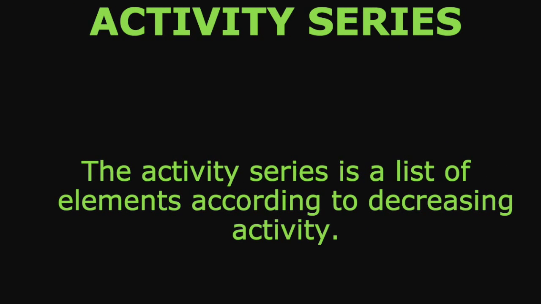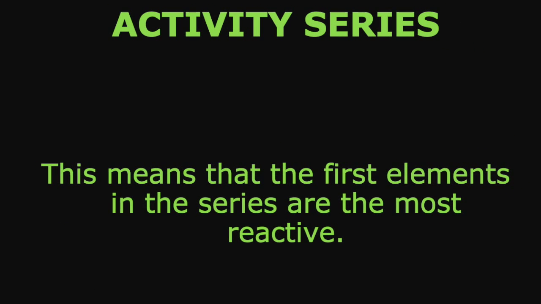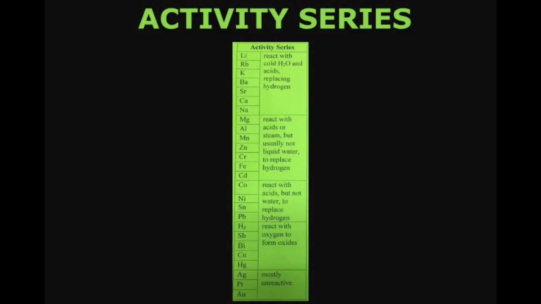The activity series is a list of elements ranked according to decreasing activity, meaning the top of the list are the most active elements and the bottom of the list are the least active elements. This is the activity series. In the left column, you can see the list of elements ranked by their activity. Lithium at the top has the most activity, and gold at the bottom has the least activity.